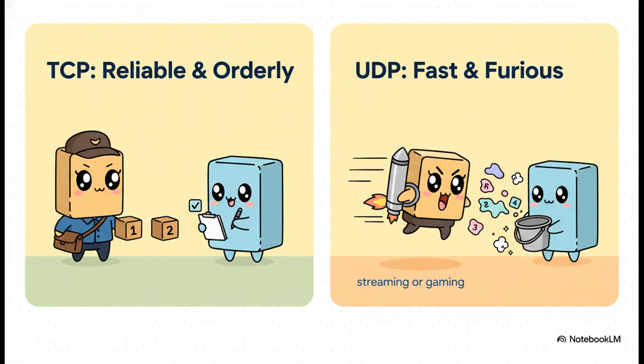And there are two main ways to knock on these doors. You've got TCP, which is the careful, reliable one. It's like sending registered mail. It checks to make sure every single packet arrives safely and in the right order. Perfect for websites and email. Then you've got UDP. UDP is all about pure speed. It just throws the packets out there and hopes for the best. It's great for video streaming or online gaming, where losing one tiny packet isn't the end of the world.